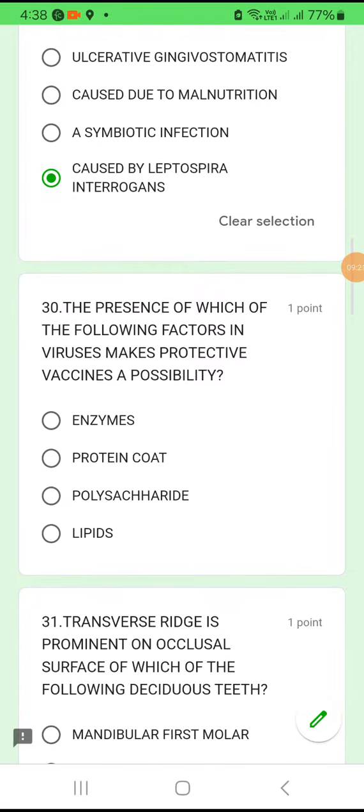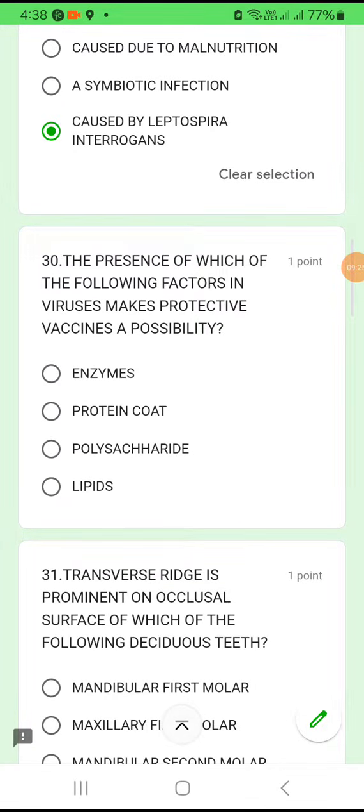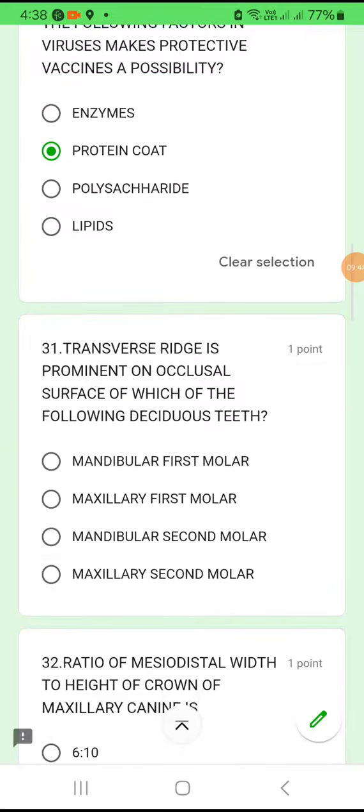Question number 30. The presence of which of the following factors in a virus makes protective vaccines a possibility? Enzymes, protein coat, polysaccharide or lipids. So the presence of which part of the virus makes protective vaccines a possibility? So definitely a protein coat. Okay, a protein coat, option B.